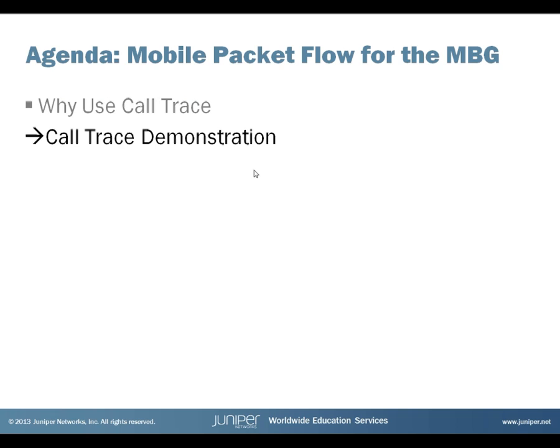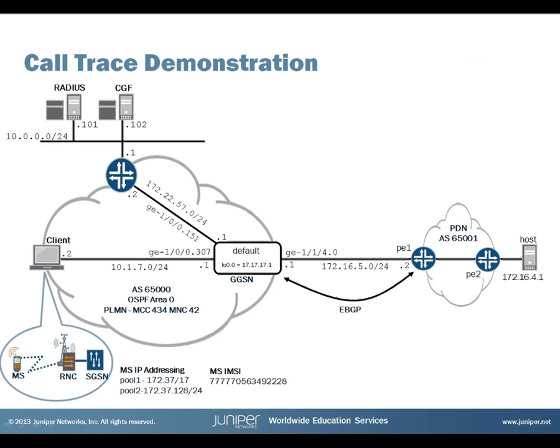Okay, so we'll do a demonstration. We'll look at our topology here. I'm going to have an emulator that emulates a single call. The subscriber is trying to attach via the mobile packet core to the GGSN or PDN gateway. In this case, it's a GGSN. That mobile subscriber will have an MSISDN of this value here. So that subscriber will be attempting to attach. Also, that subscriber will be authenticated via this radius server here.